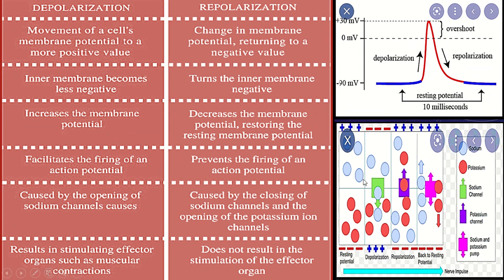Here you can see the blue ones are sodium, the red ones are potassium, the green is the sodium channel, the violet one is the potassium channel, and the purple one is the sodium-potassium pump. So at resting time, when the heart is at rest, the sodium is positive and the potassium is negative. They are at different places.